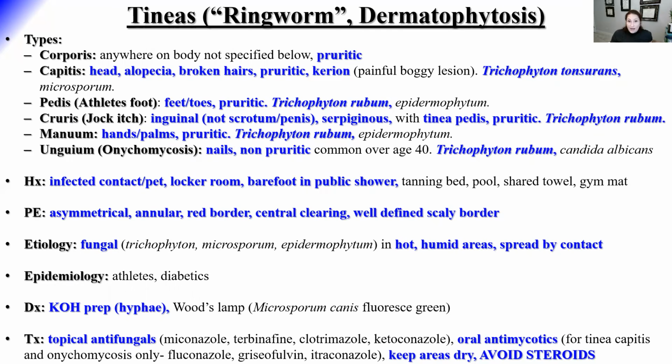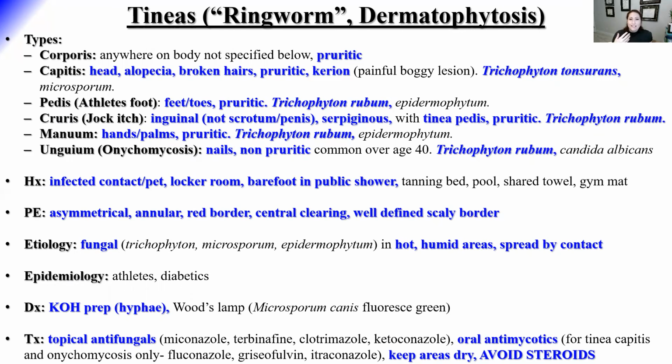How do we get this? This is highly contagious. So infected contact or an infected pet, locker rooms, barefoot in public showers, tanning beds, pools, shared towels, gym mats. What do these all have in common? They're very highly humid or have lots of moisture in them. And we know that areas that have higher moisture are more likely to grow fungal. So we know that this is a fungal in nature.